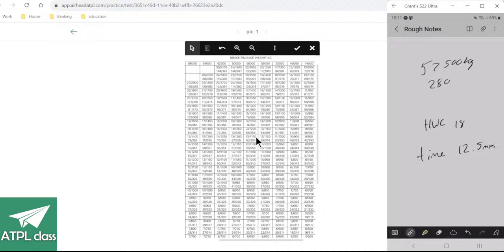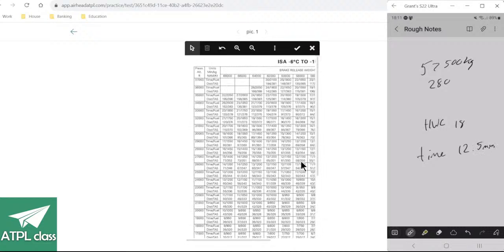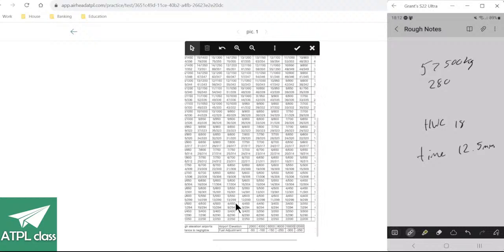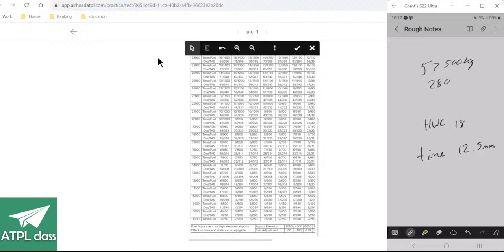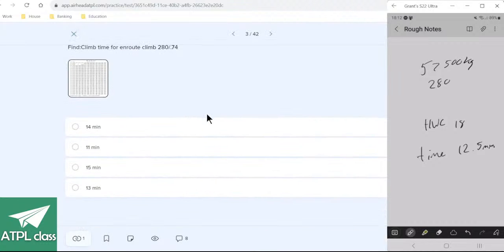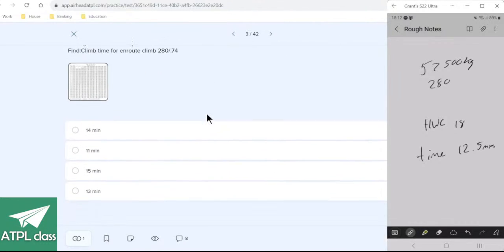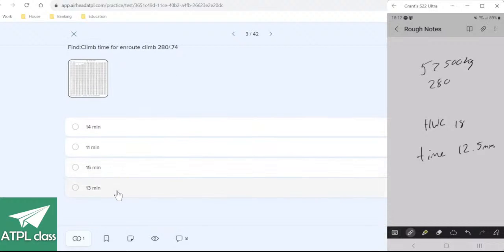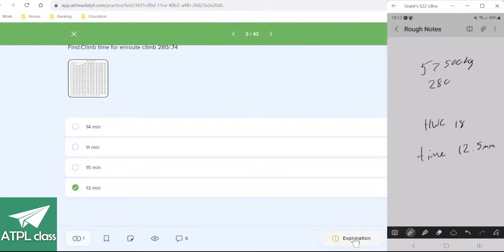Minutes. Cool. And any corrections? Fuel adjustment for high elevation airports, and effect on time and distance is negligible. So is there 12.5 minutes? There is not. What's the closest one? It's going to be 57.5. Closest one is going to be 13 minutes, isn't it? Yes. Good.